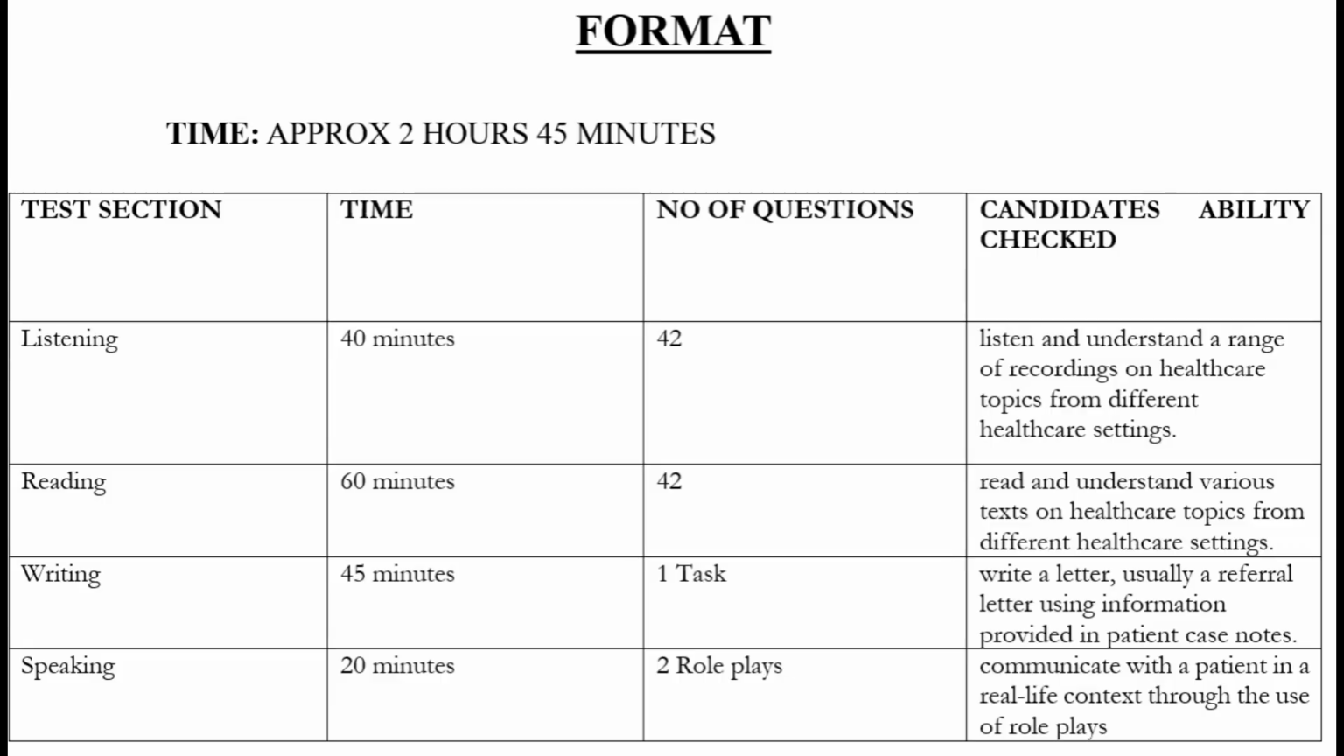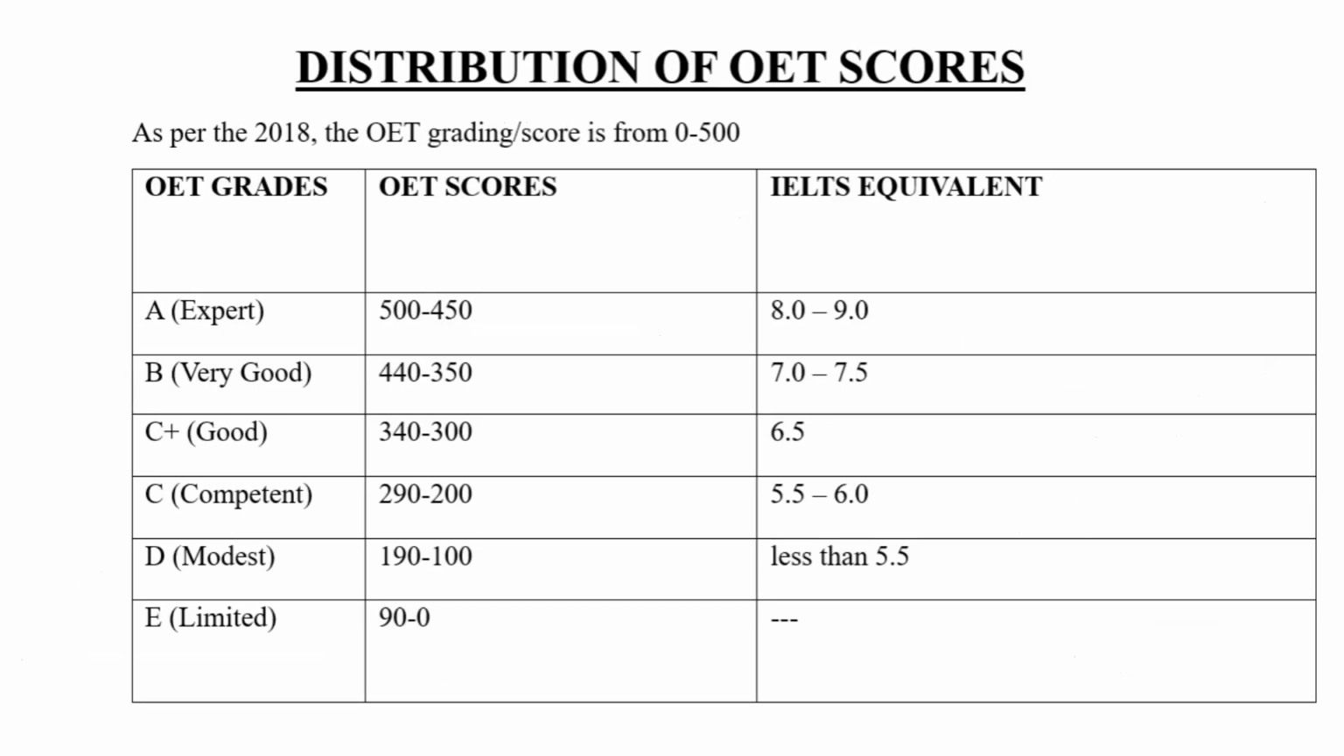Now let us talk about the OET scores. Scores in OET are given on a scale from 0 to 500. And also scores are mapped to grades from A to E, with A being the highest and E being the lowest. OET is widely accepted for healthcare professionals aiming to work or study in English-speaking environments.